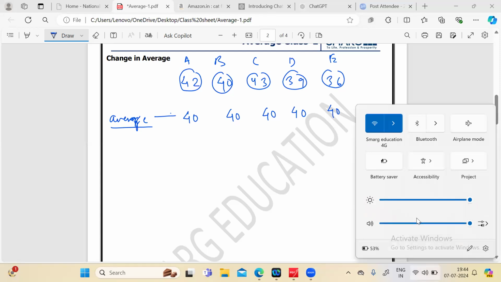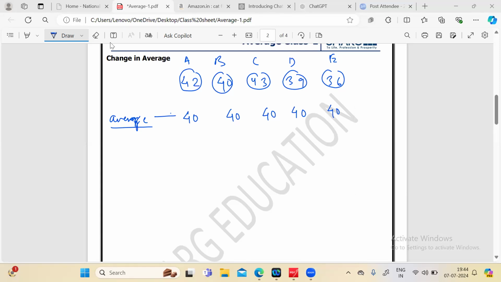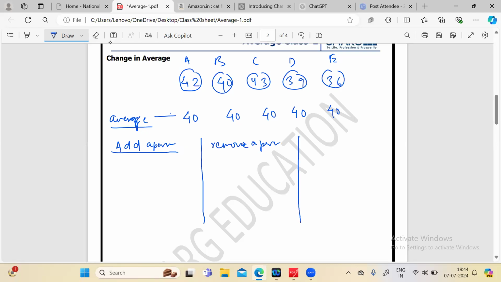What kind of change can you make to the group? The kind of change means you can add a person to the group. This you can do, or you can remove a person from the group. And the third kind of change you can do is replace a person in the group.